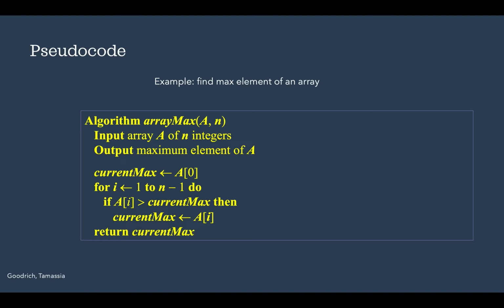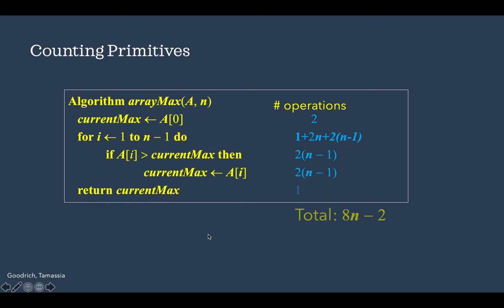The first line is not part of the repetition, so this line is going to have a time complexity of 2 only, because there are only two primitive operations done. But for this for loop, you have to find the frequency of each statement, how many times it is executed, and this return current max will be executed only once, so this is also a constant. Okay, so let us see that.